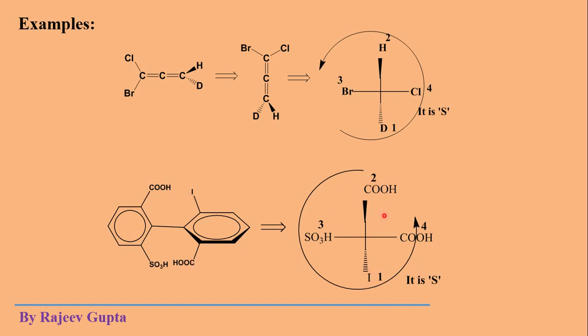Okay, now provide priority. Iodine has a higher atomic number compared to carbon, so it gets first priority, and this gets second. Now in this, sulfur has higher priority compared to carbon. Here the sulfur atom is directly attached to the chiral axis, and here the carbon atom is directly attached to the chiral axis, so it will get third number and fourth number. Now we will move 1 to 2 and 2 to 3, 1 to 2 and 2 to 3, so it is anticlockwise, so it gets S.